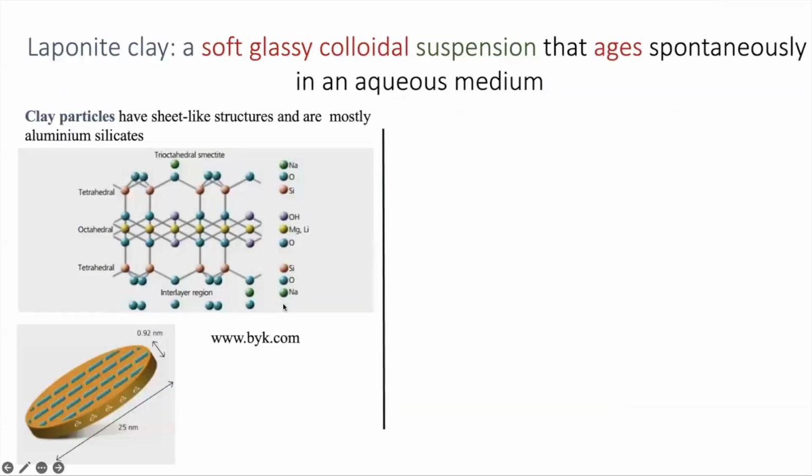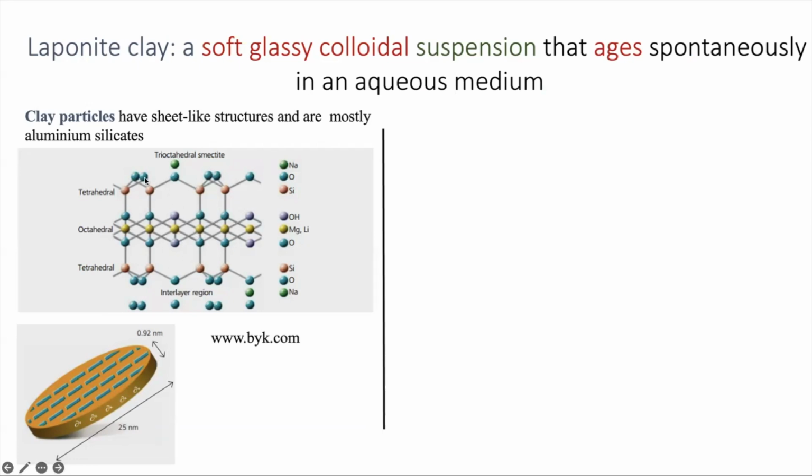So for our study here, as you know, you can have all kinds of clays. There's bentonite clay, there's kaolinite clay, but for the study here, we'll use laponite clay, which is a kind of designer clay. It forms soft, glassy colloidal suspensions. They also age. They do exactly what other clay suspensions do, except that all the clay particles here have the same size. They are monodisperse. They are about 25 nanometers across and 1 nanometer wide. And it has a layered structure.